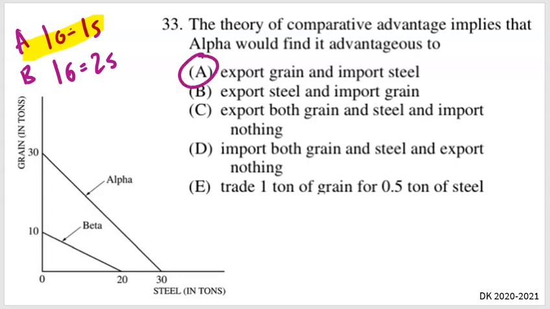So that means A, let's put it in red so it's easy to see, A is going to be our right answer here. Remember, if someone has a comparative advantage, they should only produce that good, specialize in the production of that good, and then trade for the other good that they don't have.